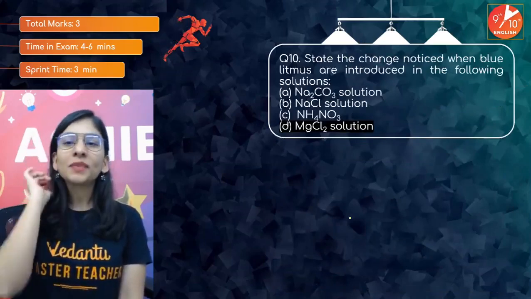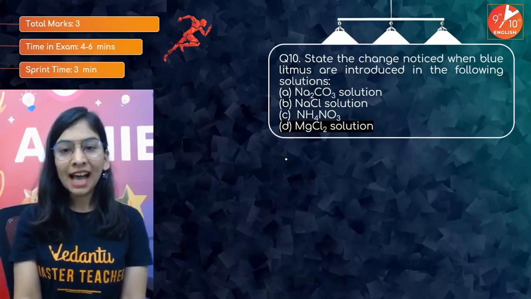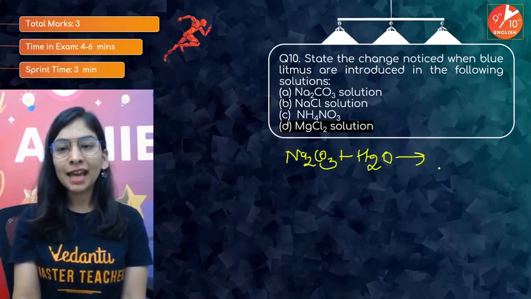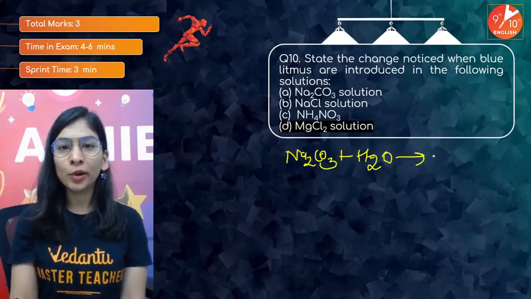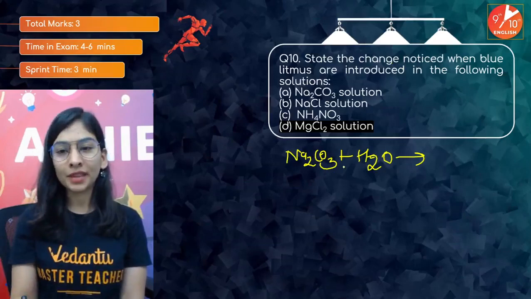Question number 10. State the change noticed when blue litmus is introduced in the following solution. I have taken a solution of sodium carbonate. Solution means there's water in it. And the nature of the solution that we're going to get, we try to dip blue litmus to check the nature of it.